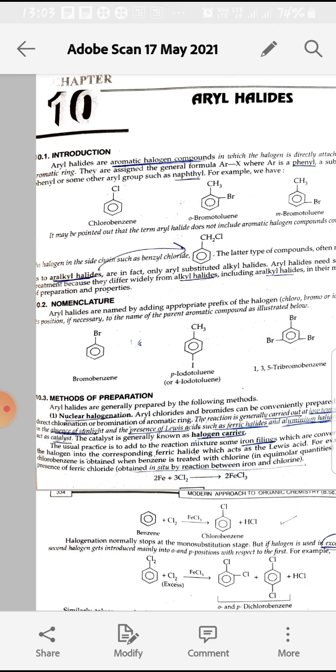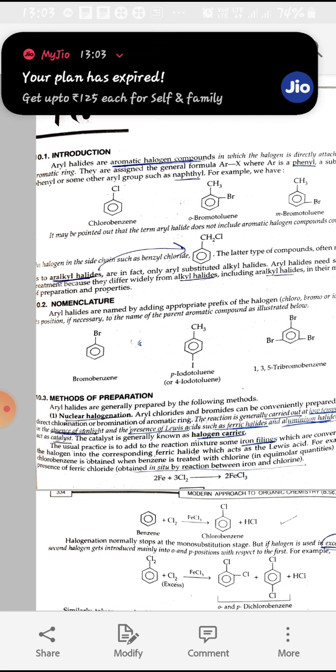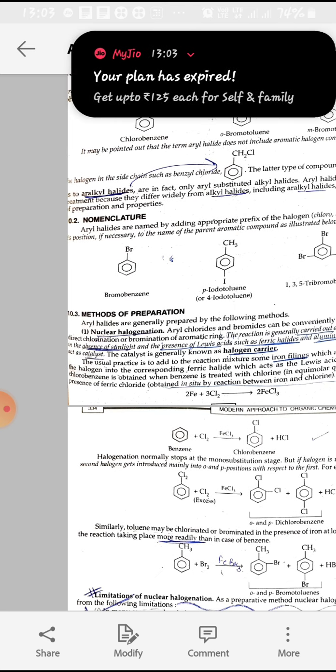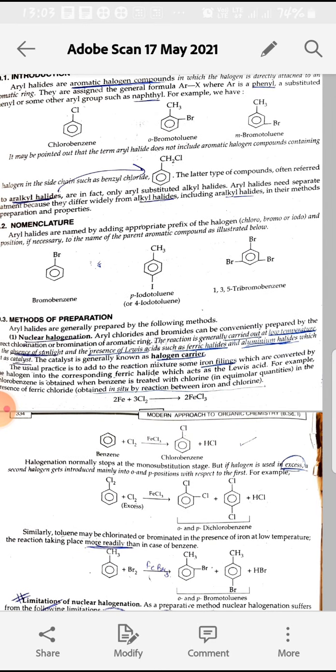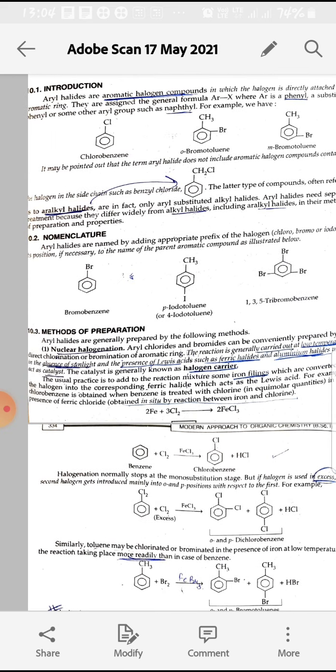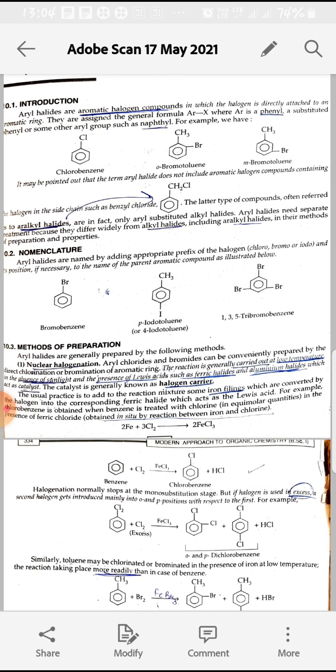There may be a possibility that the halide is attached to the side chain of the alkyl group. In that case, for example, if we take toluene in which one hydrogen is replaced by a chlorine atom, that is called benzyl chloride, and that is an alkyl halide. These are not aryl halides. Aryl halides are only those in which the halogen is directly attached to the benzene ring. But where the side chain is replaced by the halogen group, those are called alkyl halides.